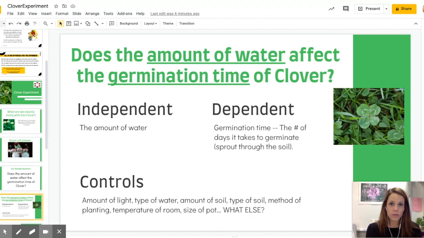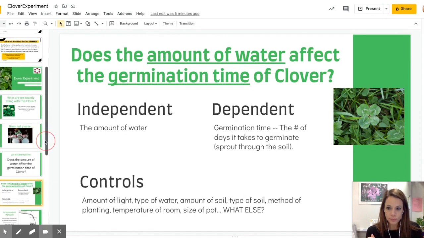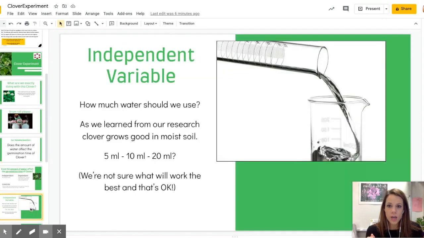We don't want that to affect our results, because the only thing we want to be changing from plant to plant is the amount of water. So how we plant, the temperature of the room, all of these things we want to keep the same. The only thing that we want different is the amount of water. So those are some variables.